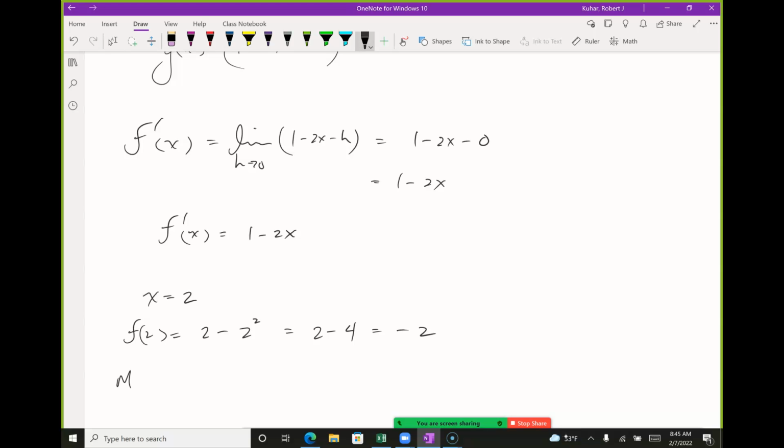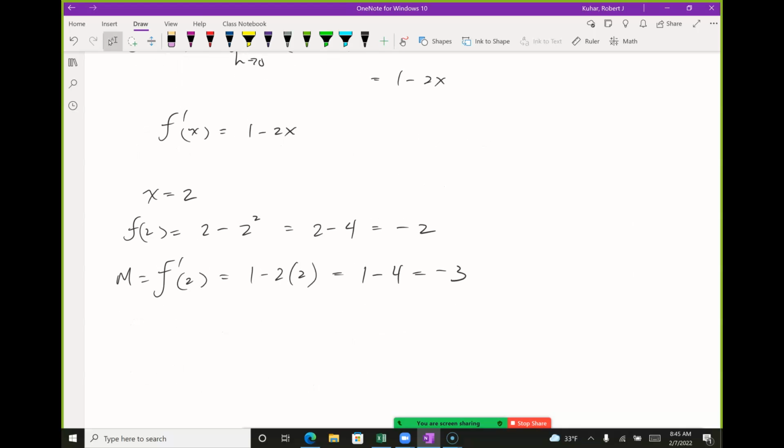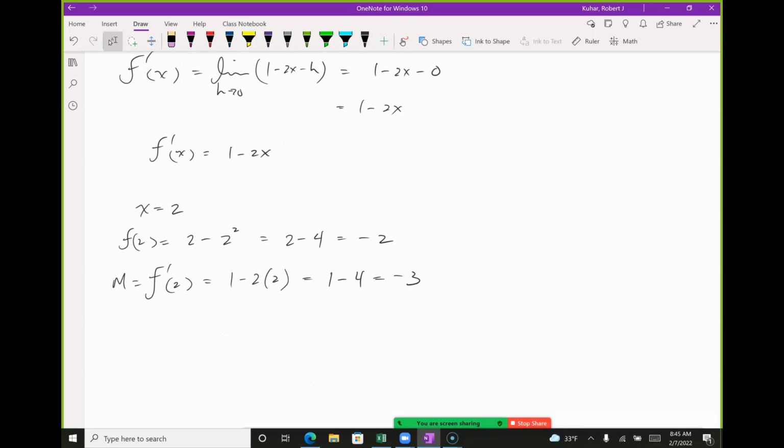And what's my slope? It's f prime of 2, right? This is the key to understanding what's going on here: this derivative tells me the slope at any point on the curve, right? So what do I get? I get 1 minus 2 times 2. 1 minus 4, it's negative 3. So I've got my point, right? The point is 2 comma negative 2. I've got my slope, and from there I get the equation of the tangent line.